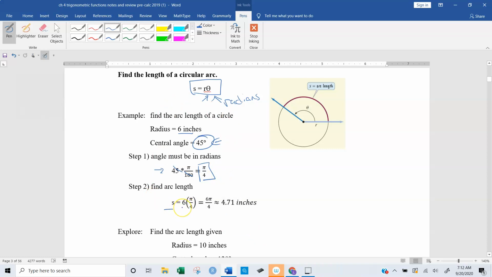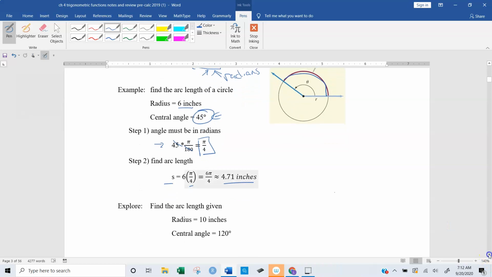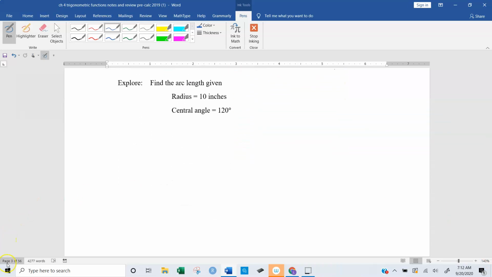So I take r, your radius, times pi over 4, change it to actual inches, and it is 4.71 inches long. That is what we're looking for. So this length right here is 4.71 inches. That can be helpful when you're doing things like tires and circles and pools, or whatever you're trying to calculate. All right, pause and do yours.